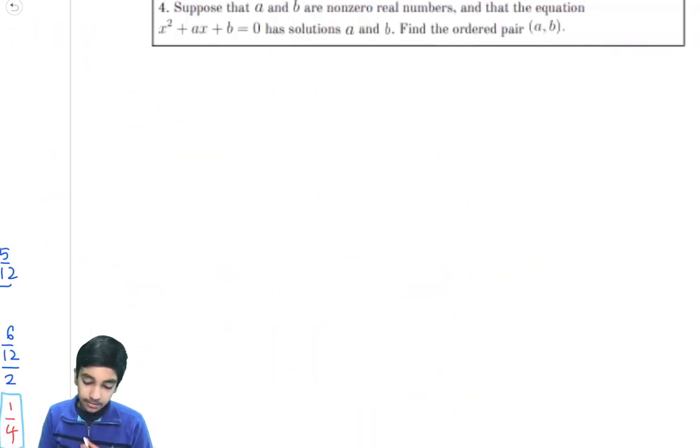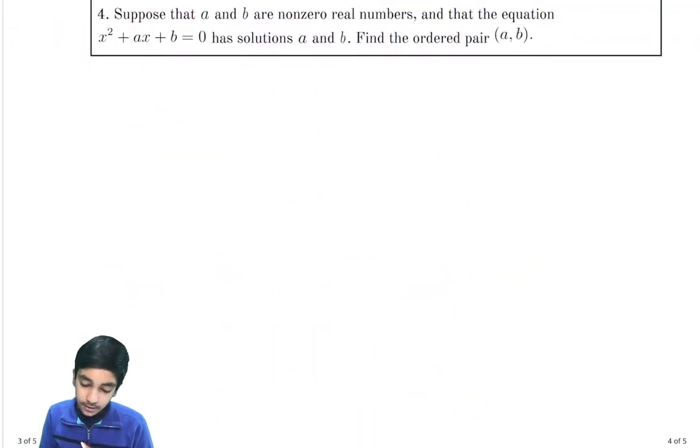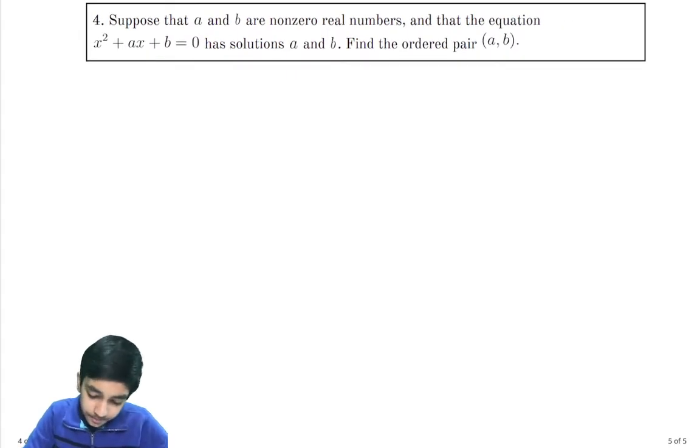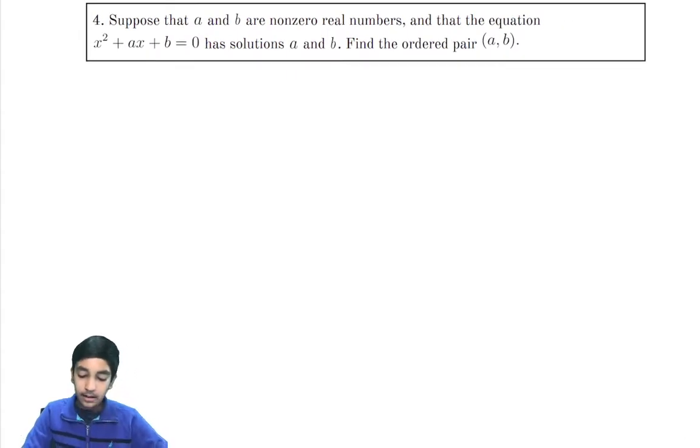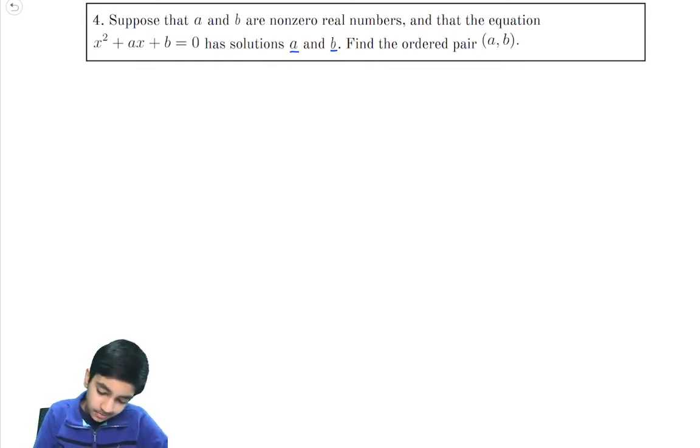Okay, now let's take a look at the next problem. Suppose a and b are non-zero real numbers such that the equation x squared plus ax plus b has solutions a and b. Find the ordered pair (a, b). That seems interesting.